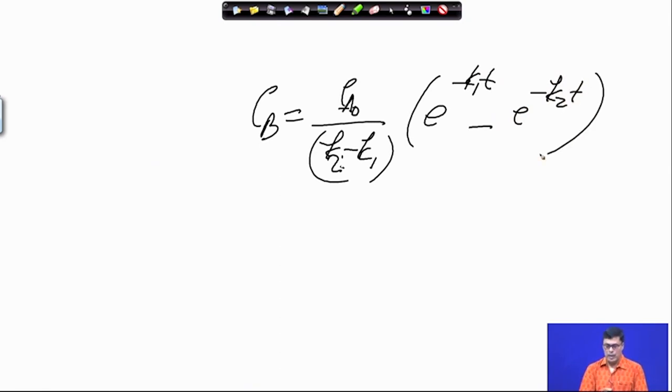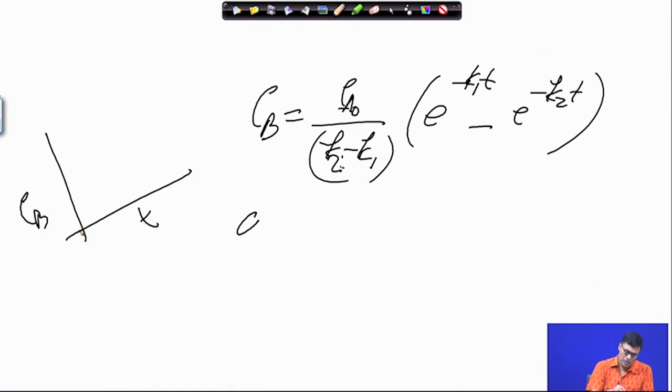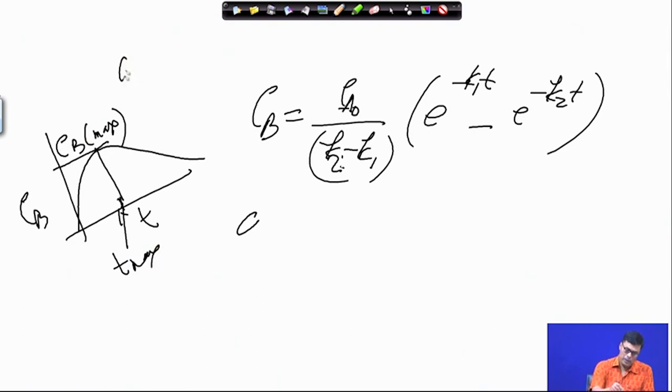Now another thing. We have seen the CB versus t profile; it is like this. Now we are interested in calculating the value of this point. What is this point? At this point CB will be maximum, so we call this t max. At this point dCB by dt will be equal to 0, because it attains the plateau.